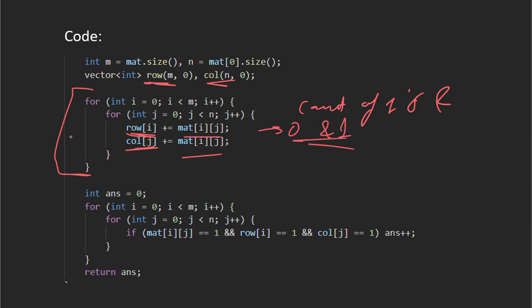And once we get all the counts, then we'll iterate over the array. If matrix of i comma j is equal to 1, meaning the element is 1, then we check whether the row has the count of ones as 1 and the column also has a count of ones as 1. If all three conditions are satisfied simultaneously, then we are at a special position, so we increase the answer, and at the end we return our answer.